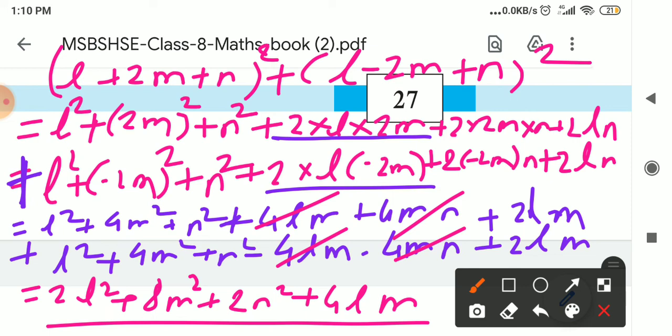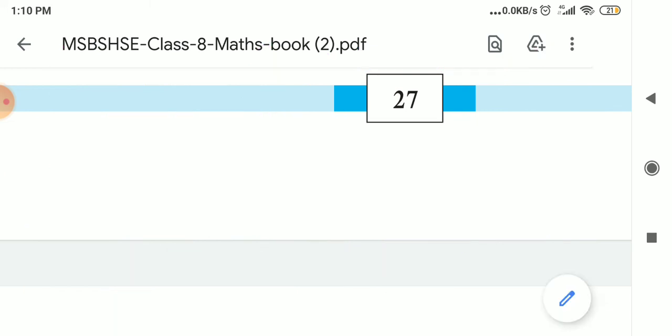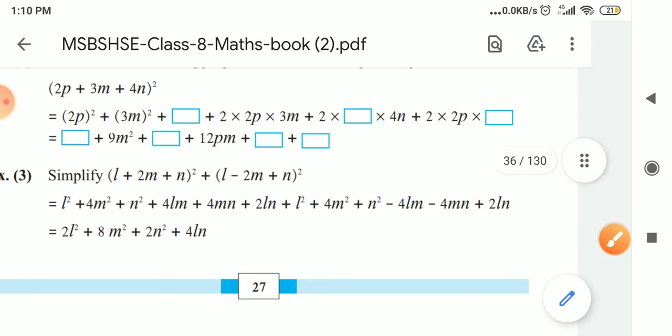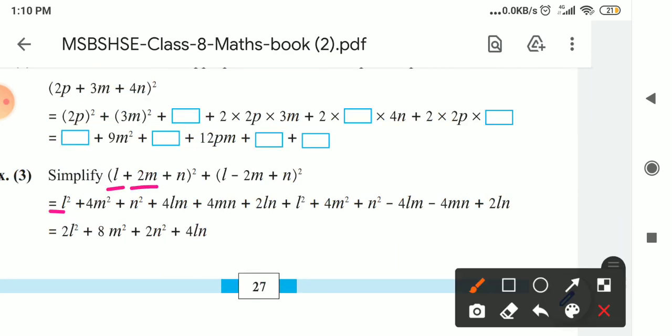So understand it. If you didn't understand, rewind it and watch the video again. Okay, and here it is in your textbook also given. It is also a simple method, directly given. First term square, second term square, third term square, plus 2ab, 2bc, 2ac, means first two terms' multiplication into 2. This is the factorization of this bracket, and the factorization of this bracket is here. Negative and positive terms cancel with each other. Then do 2l square, 8m square, 2n square, and 4ln. These two addition is 4ln.